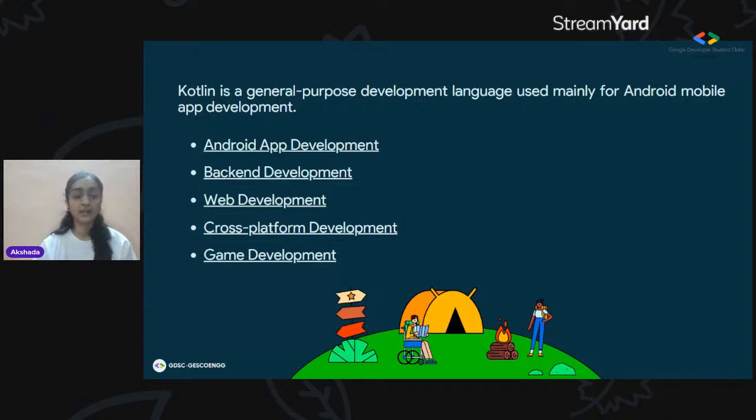Third, web development. Now, speaking of websites, Kotlin is also a cool tool for creating web solutions. You can use it to build dynamic and interactive websites that people love to visit and explore. Fourth, cross-platform development. Now get this, Kotlin isn't fussy about platforms. It's your ticket to creating apps that work across different devices and operating systems. Write code once and run it on various platforms.